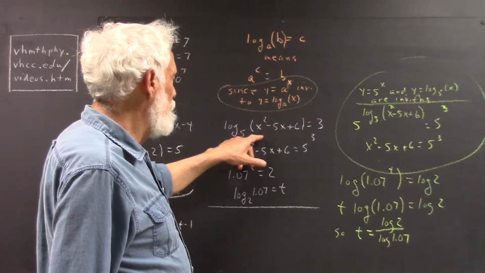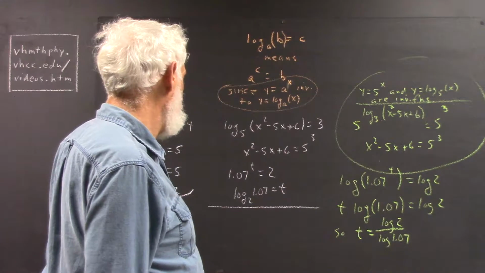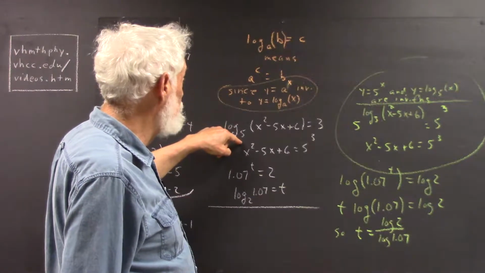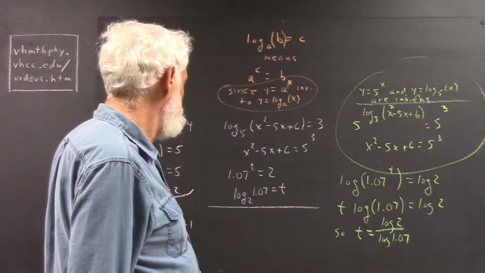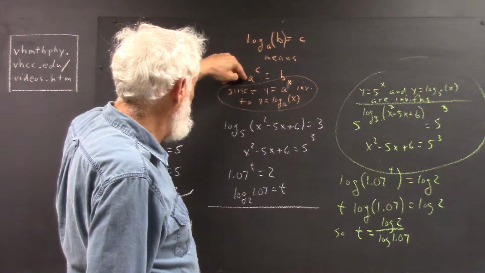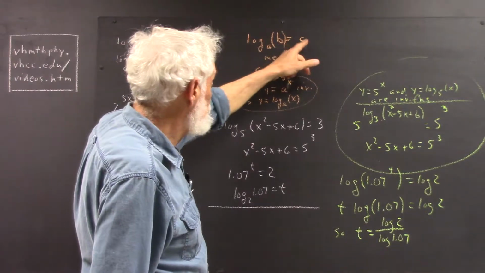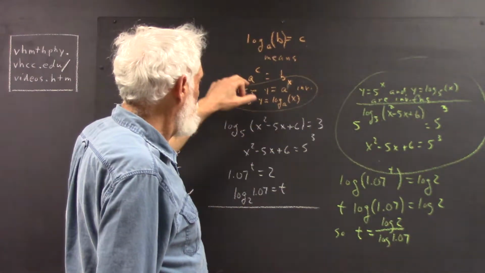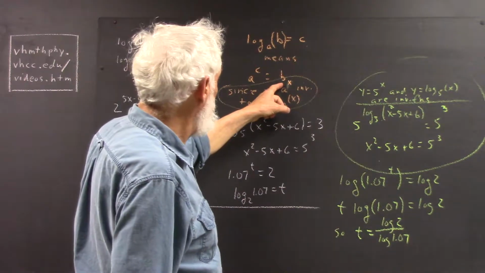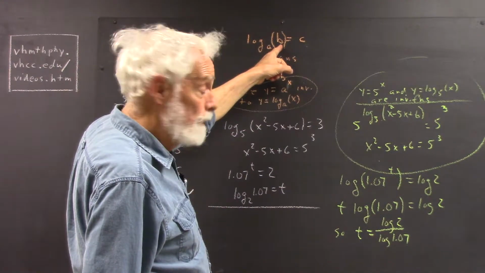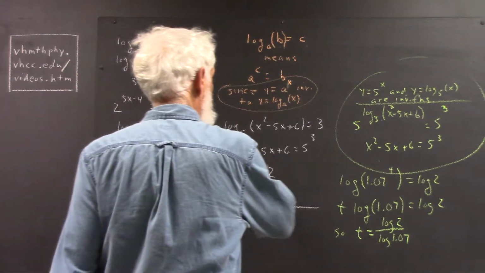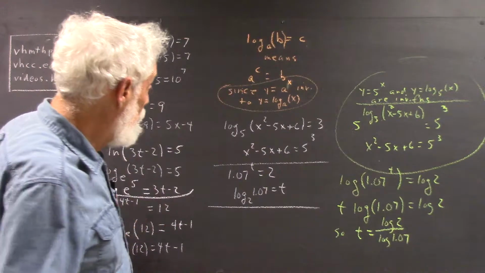Log base 5 of x squared minus 5x plus 6 equals 3. Well, we identify the base, that's 5, that's a. So it's going to be a raised to the c power. What's c? c is what's on the other side of the equal sign, that's 3. Now I write that 5 to the 3rd, and I put that on this side of the equal sign rather than on the left. And that equals b, b being whatever the argument of the log is, the thing in parentheses here, the x squared minus 5x plus 6. So what that gives us is a very simple quadratic equation.